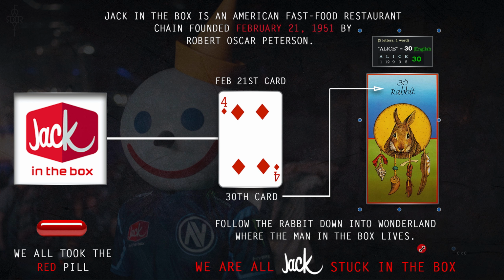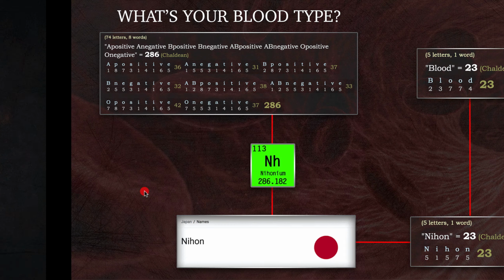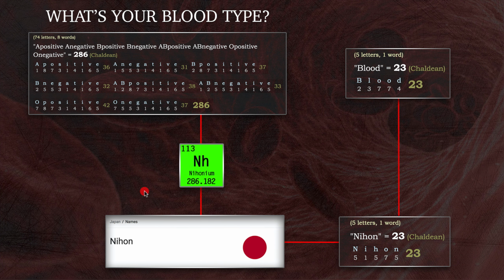Folks, we are all jacks stuck in the box. The Tetragrammaton. Wait till I come out with this decode. But look at the tie-ins to this, folks. Completely blows me away. And that's when we get into the 113.